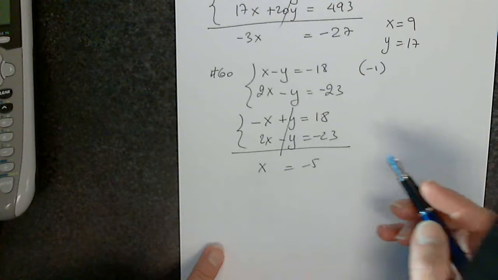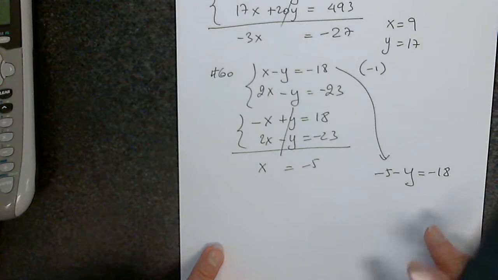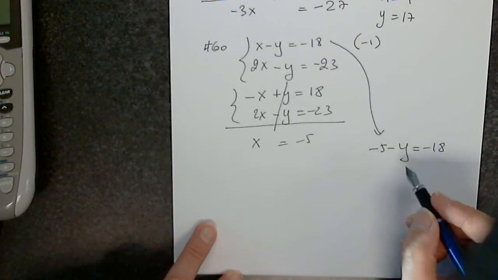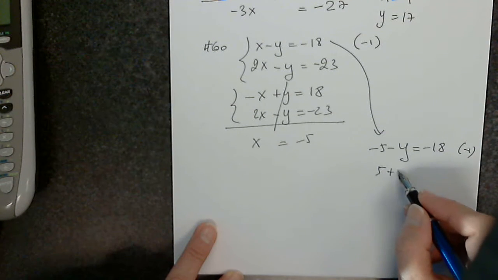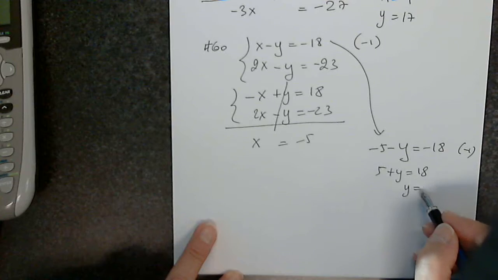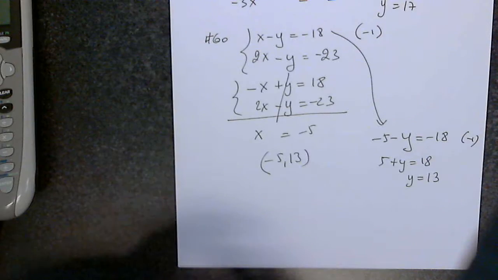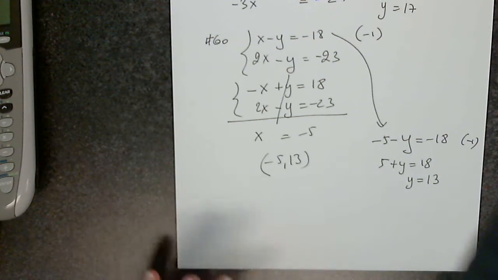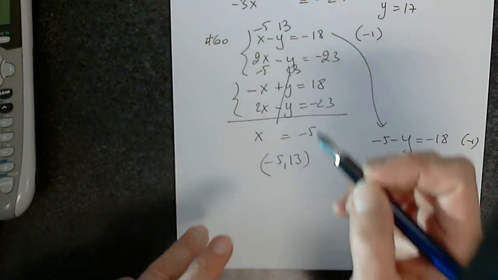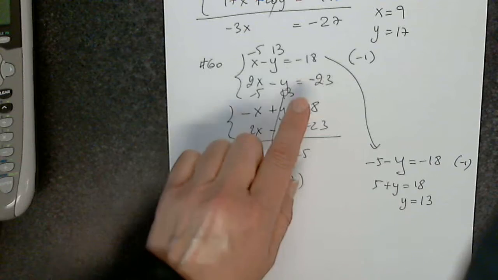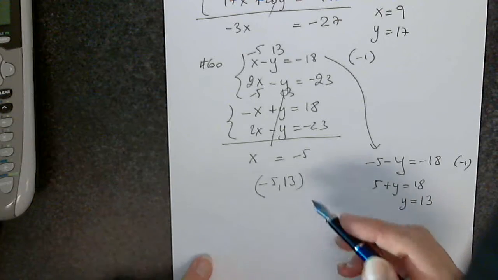If x equals negative 5, then the first equation becomes negative 5 minus y equals negative 18. Multiply both sides by negative 1, get rid of all those negatives. So 5 plus y equals 18, therefore y equals 13. So negative 5, comma 13. And yes, I will go back and check. I have to. Negative 5 minus 13, yes. Negative 10 minus 13, yes. So this is it. I checked.